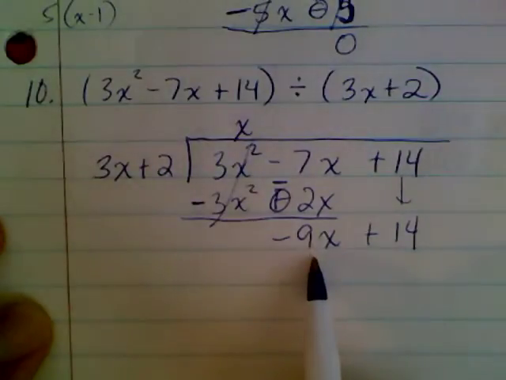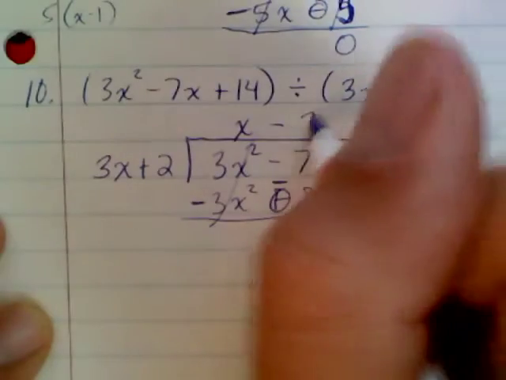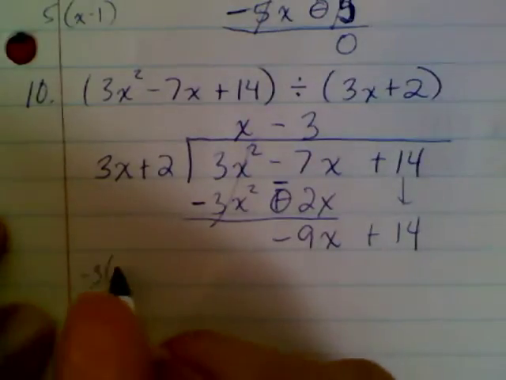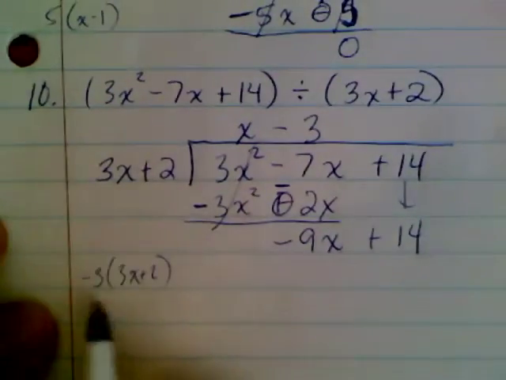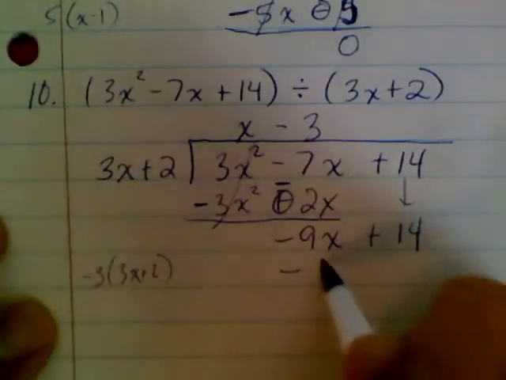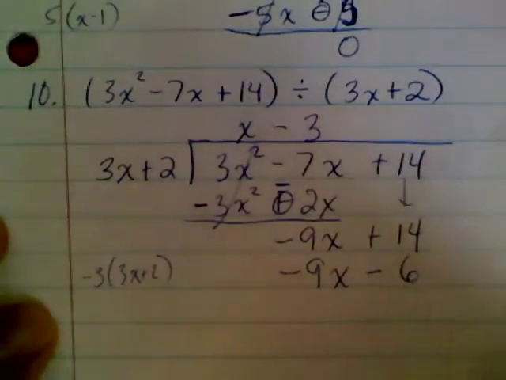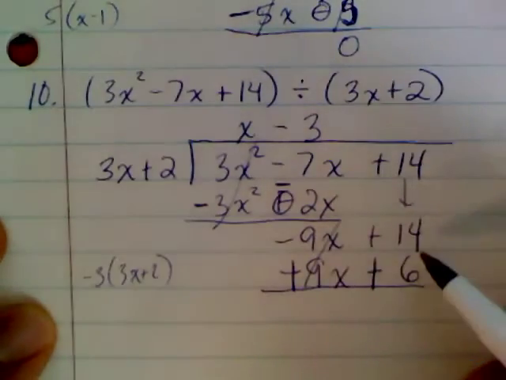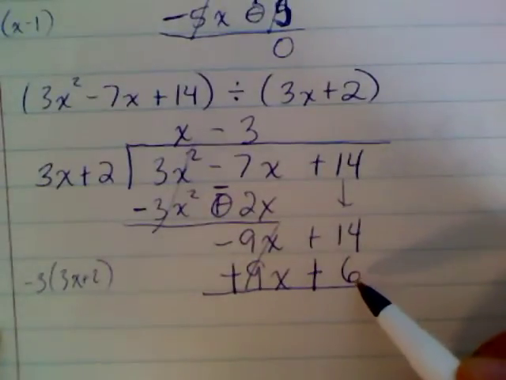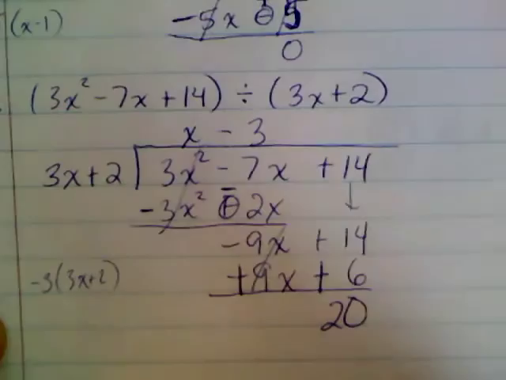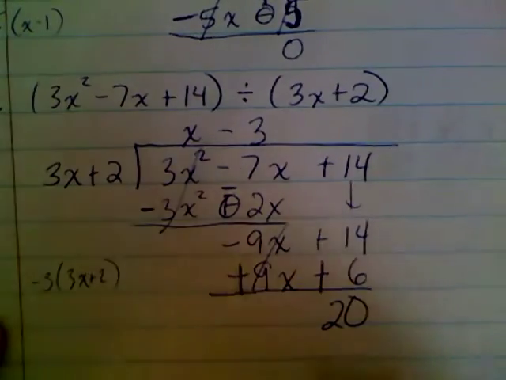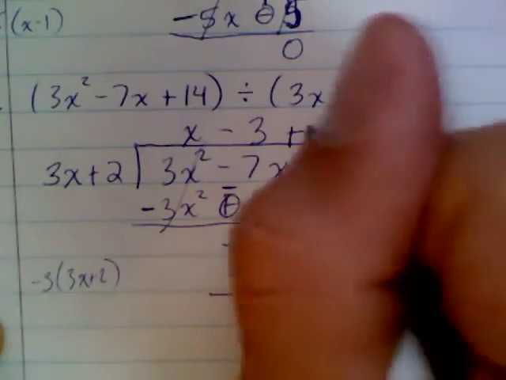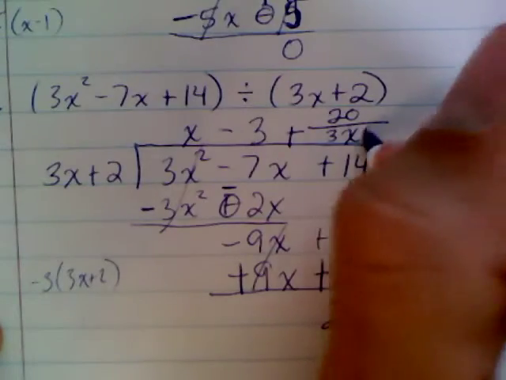3x goes into negative 9x, negative 3 times. Now you take negative 3 and distribute it here. Remember, you're taking negative 3 and distributing it. Negative 9x minus 6. Draw the line, change the signs. These cancel, and then I have 14 plus 6 gives me 20. This is my remainder. So x minus 3 plus 20 over 3x plus 2 is my answer.